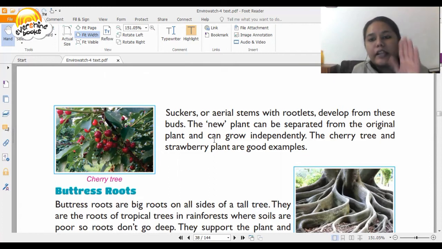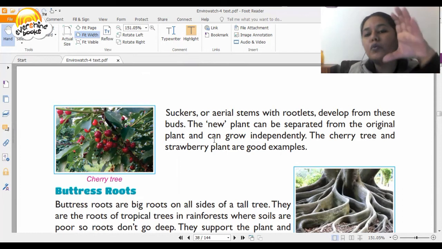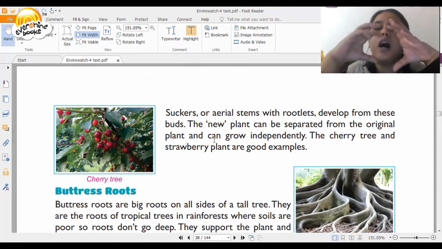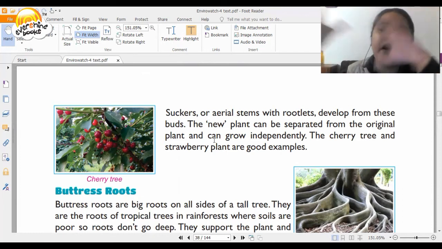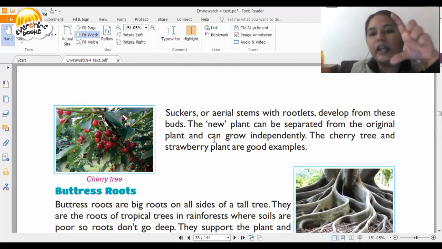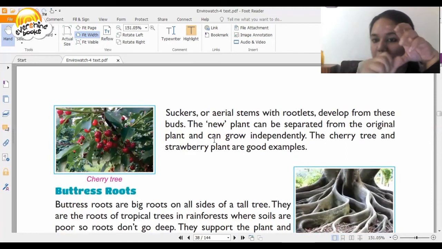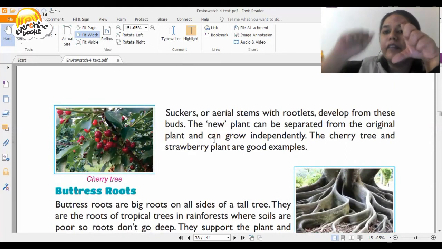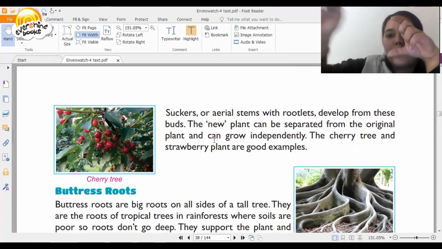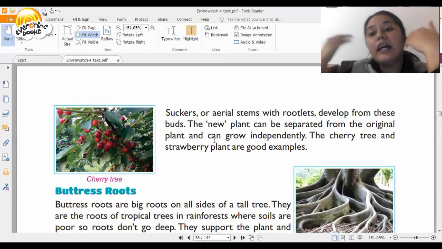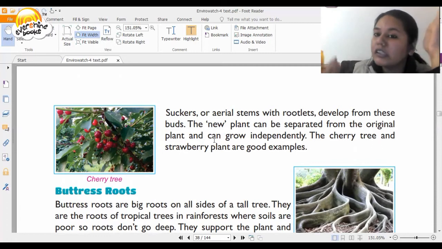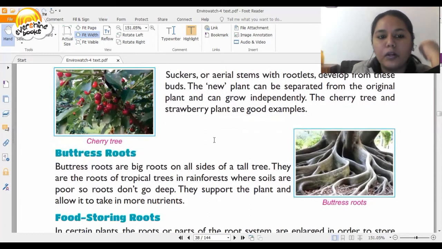So I'll just explain it once again. Propagating roots are the roots which help to grow more plants from the existing plant. So there's a cherry plant, it will have propagating roots. Now these roots can be separated from the main cherry plant, and when these roots are planted somewhere else, you will have another cherry plant. So this is what propagating roots are all about.